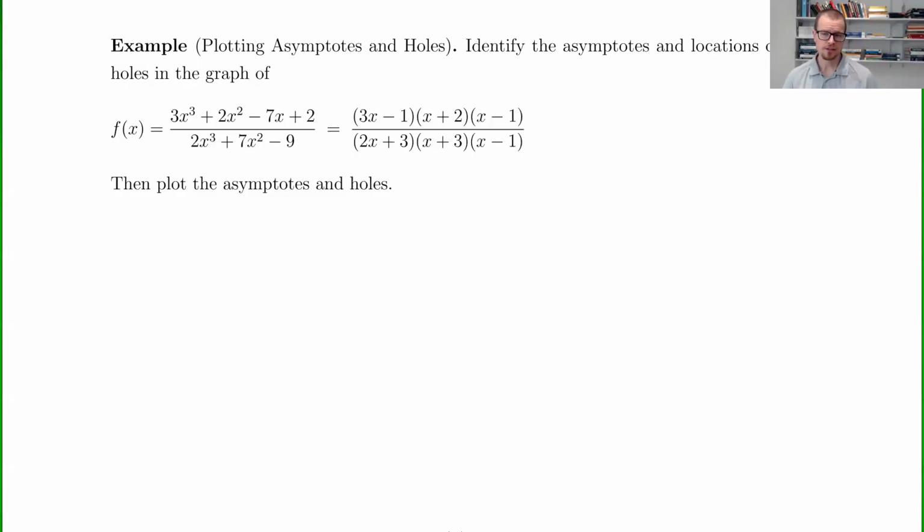Welcome. I'd like to take a look at an example of identifying asymptotes and locations of holes again. In this case, we're going to plot them once we have identified them. Similar to what we did last time, I'm going to cancel out common factors. Since I completely removed the factor of x minus 1, we cannot have x equal to 1 in order for this expression and this expression to be equivalent to one another.